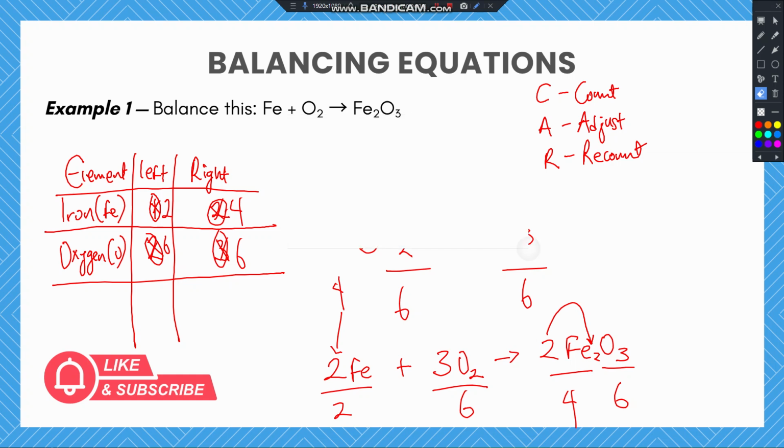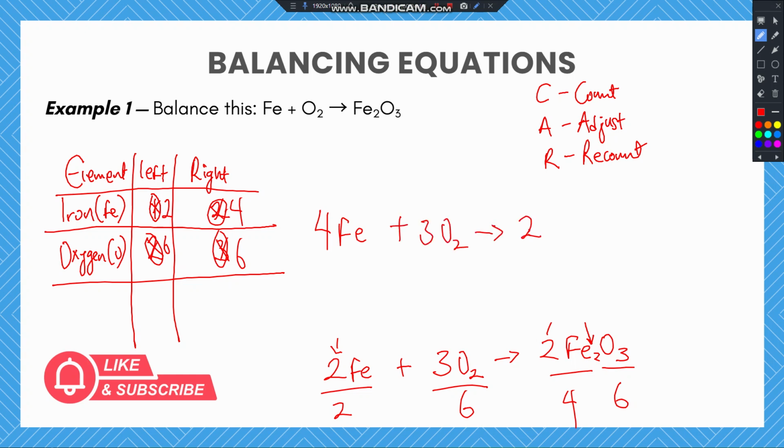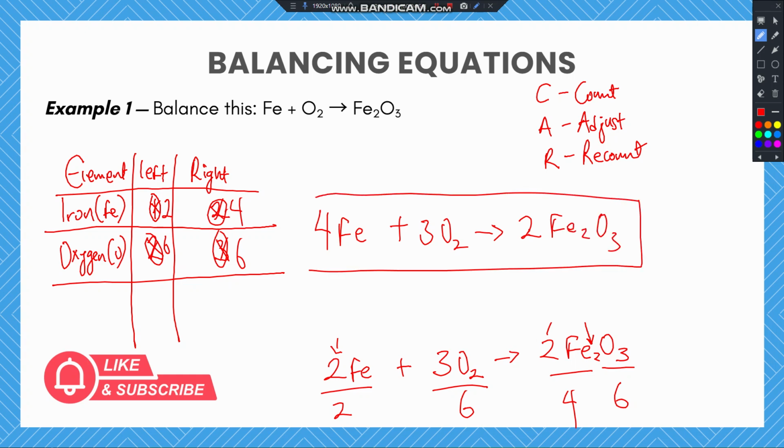Allow me to create some space so I have where to write on. So this is what the equation now looks like. I have 4Fe plus 3O₂ yielding 2Fe₂O₃. This, my friends, is the final balanced equation.